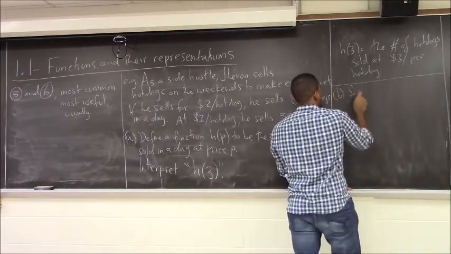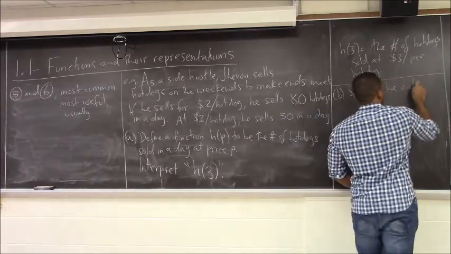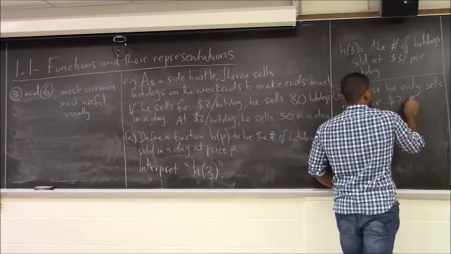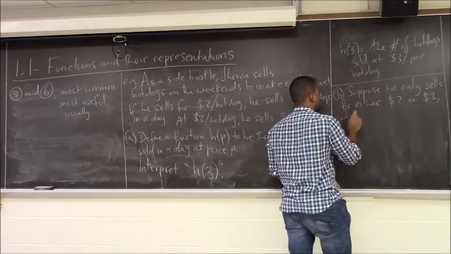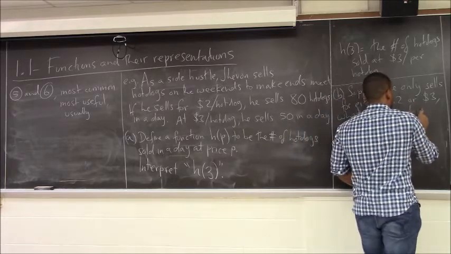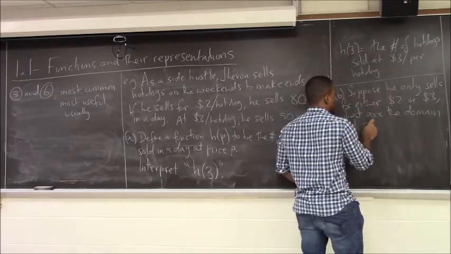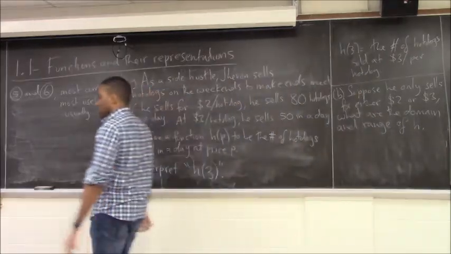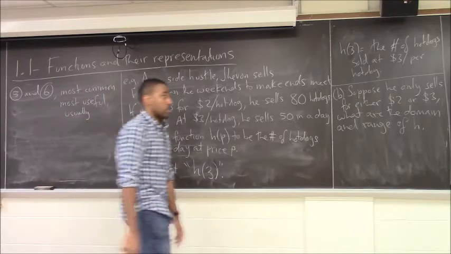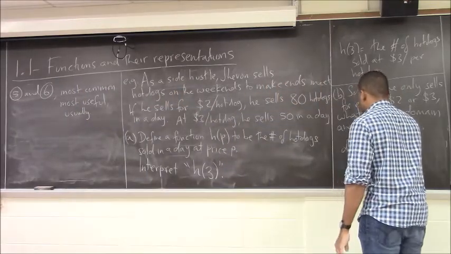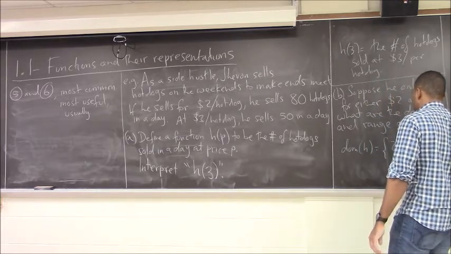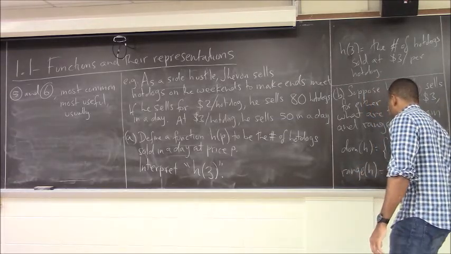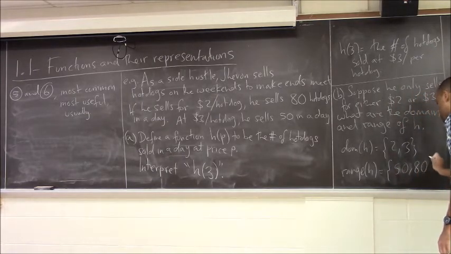B. These are the only two prices I will sell at. What would be the domain and range of this function as defined? Yes? Domain is 2 to 3. The domain of h is 2 and 3. And then the range is 50 to 80. Range of h is, well, 50 and 80.